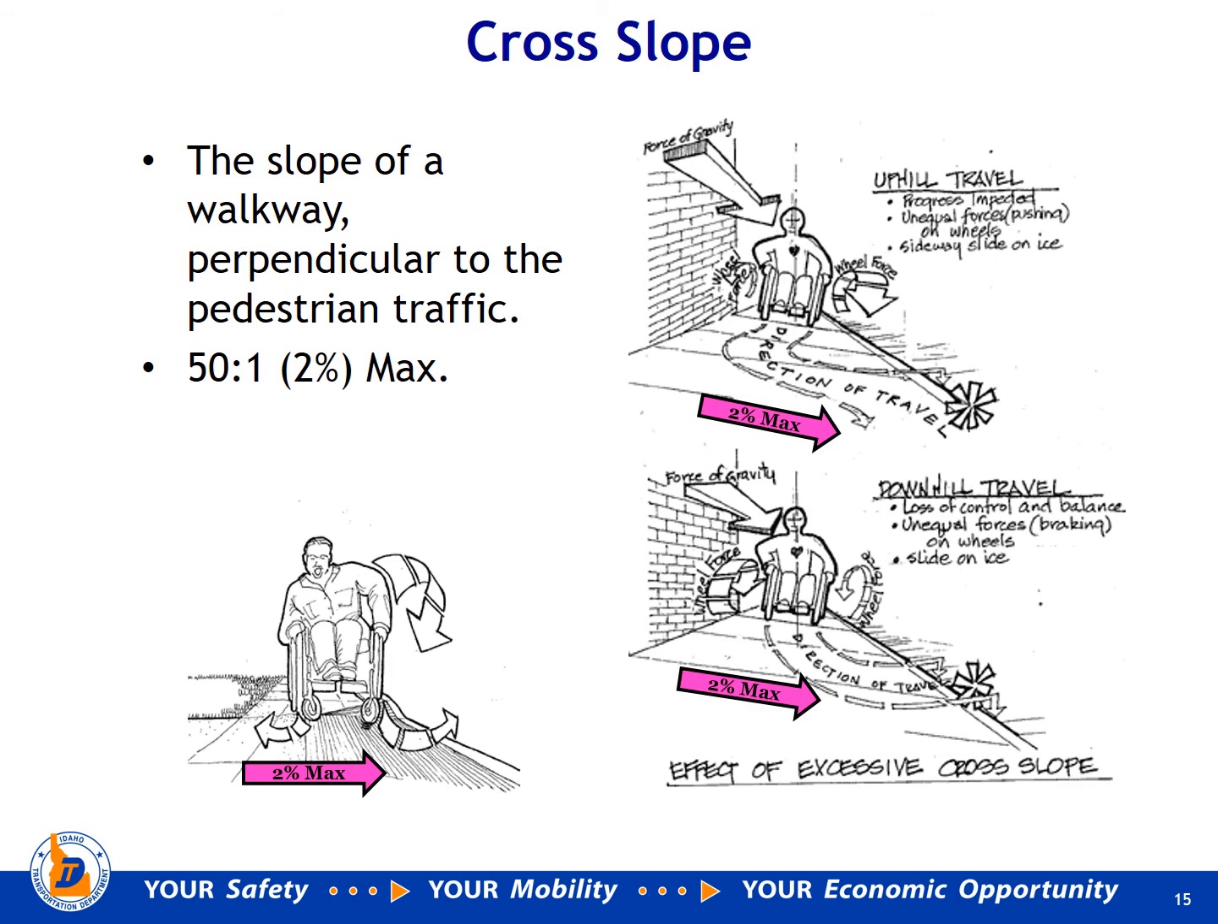In this slide, we represent the cross slopes of the pedestrian access route. The cross slope of a walkway perpendicular to the pedestrian traffic should not exceed 2% maximum. This includes turning spaces of curb ramps and public-private approaches. We are focused on curb ramps right now, but greater attention will be given to the entire pedestrian route in the future. Here you can see the effects of excessive cross slopes.